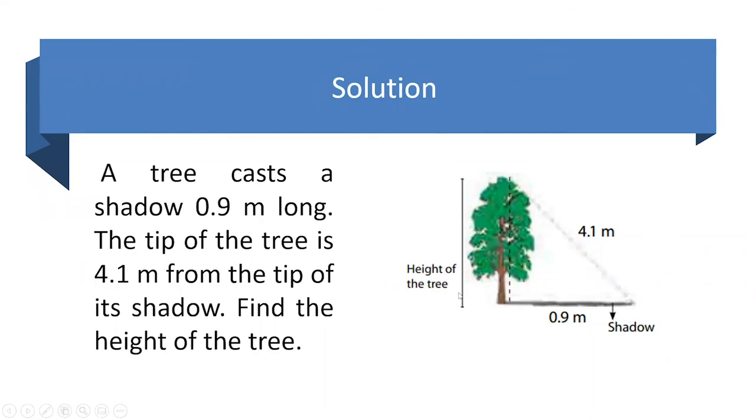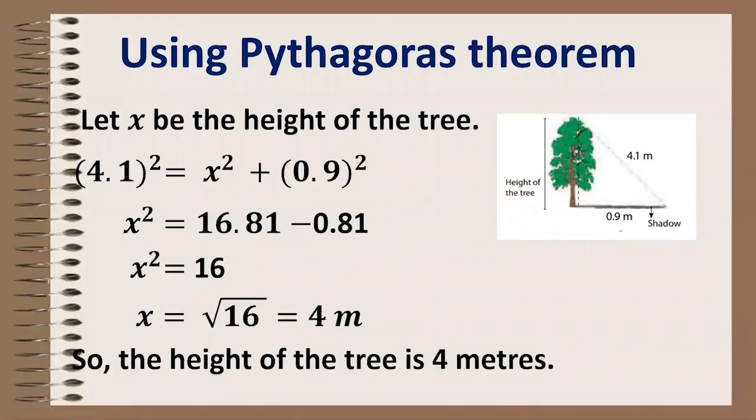So this means that I will have to use the Pythagoras theorem because this is a right angle triangle. Using the Pythagoras theorem, I will have 4.1 squared equal to x squared, where x is the height of the tree, plus 0.9 squared. Simplifying, I get x squared equal to 16. To find x, I take the square root of 16. So the height of the tree is 4 meters. You can see that here the diagram has helped us to know what we need to find.